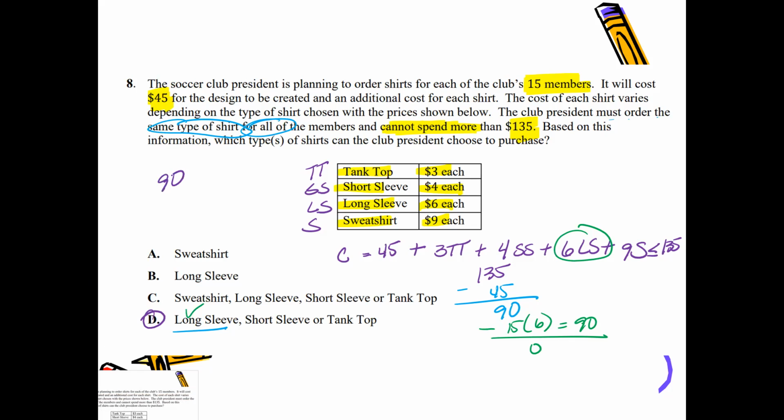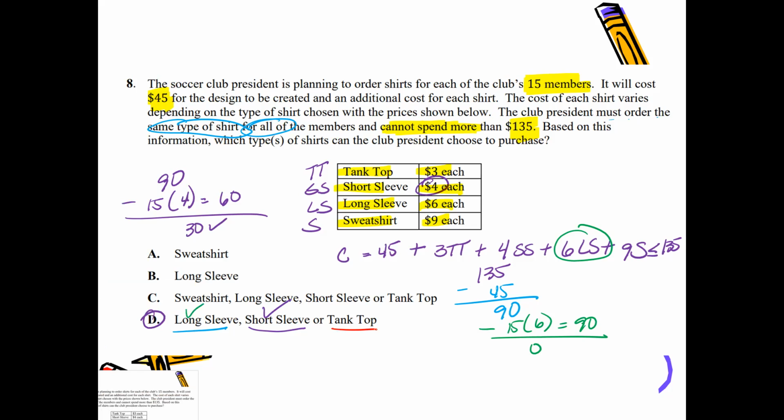I have a balance of 90 after I pay the vendor $45, okay? Can I order short sleeve shirts? Well, how much are short sleeves? Short sleeves are $4 a piece. So what is 15 people times 4? Because they all have to have the same shirts. You can't have one person with a long sleeve and the other person with a short sleeve. So 15 times 4 is going to be 60. If I subtract that, 90 minus 60 gives me 30. So I still have some money left. I could definitely order short sleeves. That's not a problem.